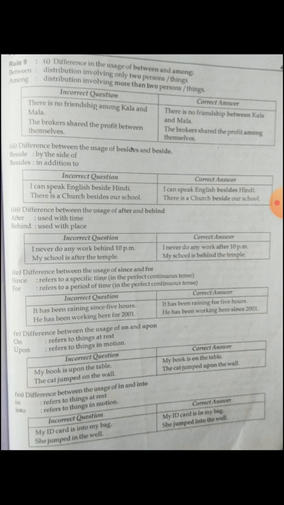Difference between the usage of on and upon. On refers to things at rest. Rest means you have to use on. Upon refers to things in motion. My book is upon the table. There is no action, only rest, so my book is on the table. The cat jumped on the wall. So, the cat jumped upon the wall, because there is some motion, action is there.